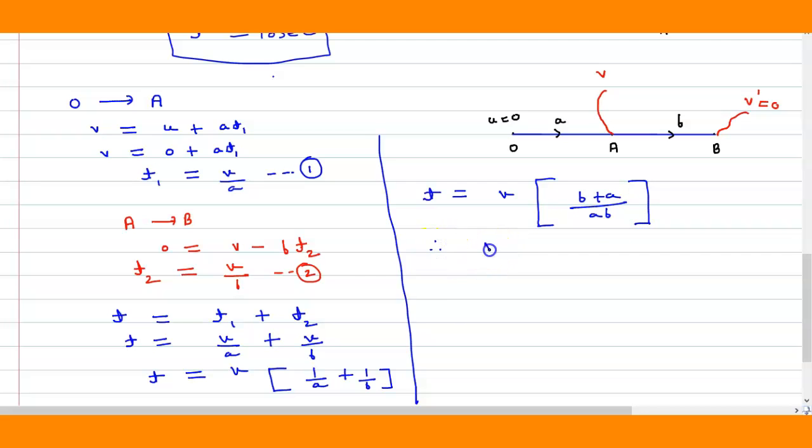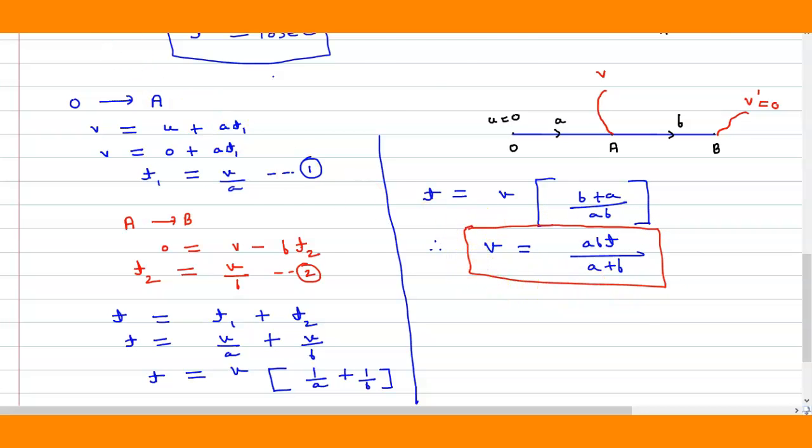Therefore, its maximum velocity V is equal to AB into T divided by (A plus B). It means that option number A is correct.